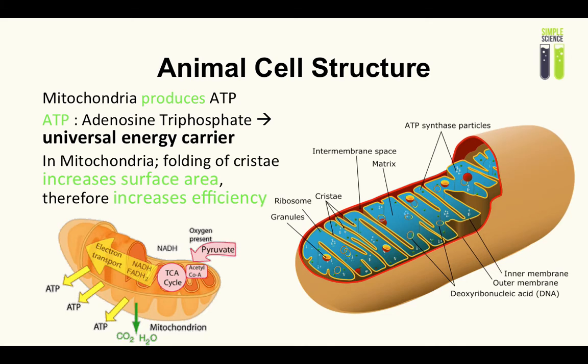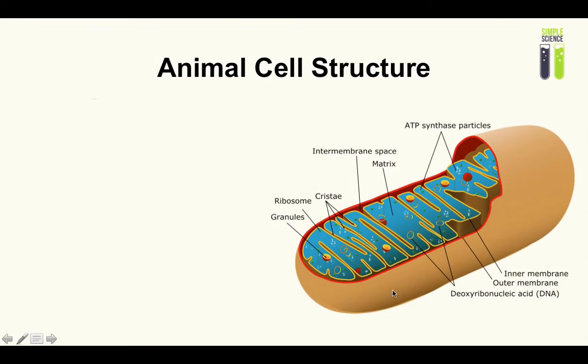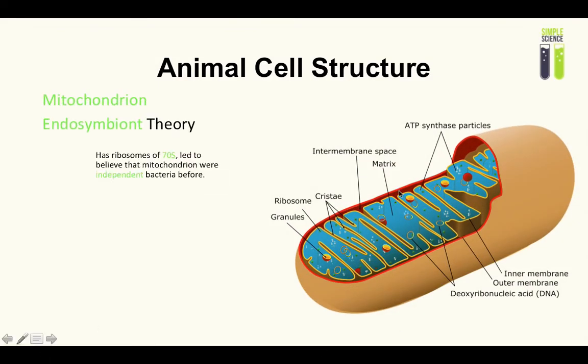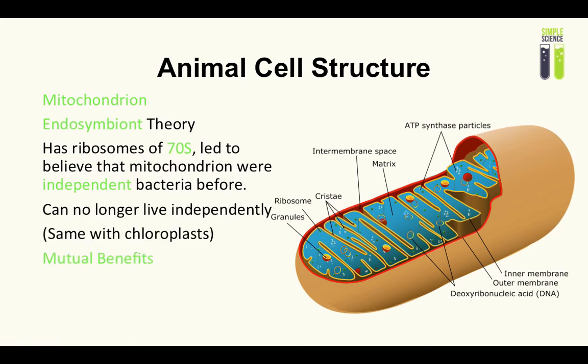Now, I keep mentioning this theory, so let's actually take a look at what this theory is. This is known as the endosymbiont theory. Endo meaning inside, and symbiont actually has a long definition. It is an organism which lives inside another organism for mutual benefit. Now, in the 1960s, scientists discovered that the mitochondrion was not an organelle. It was actually an independent bacteria.